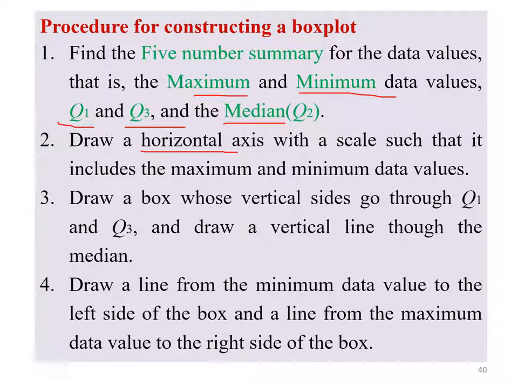Draw a box whose vertical sides go through Q1 and Q3, and draw the vertical line through the median. Draw a line from the minimum data value to the left side of the box, and a line from the maximum data value to the right side of the box. So this is the procedure. You have to follow this procedure, then you can get the box plot.